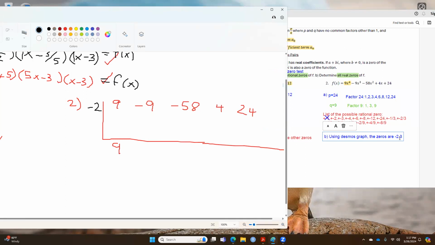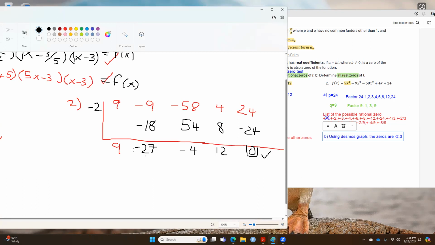So yes, let's try negative 2 here. So this will give us negative 18. When you add, this is negative 27. And when you multiply this, you will get 54. This will give me negative 4. Negative 2 times negative 4 is positive 8. 4 plus 8 is 12. And negative 2 times 12 is negative 24. And you get a remainder of 0. So as you guys know, that is going to be right, since if you look at the graph, it crossed at negative 2.